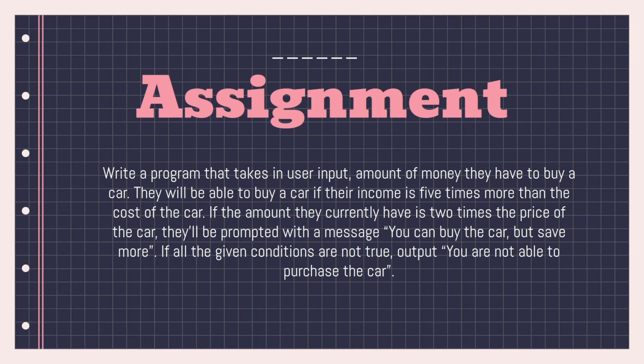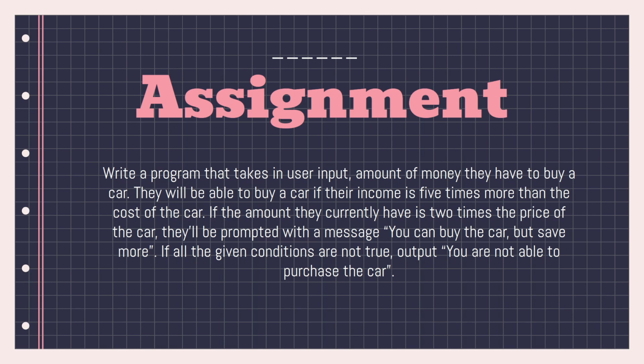So to apply this, what you can simply do is write a program that takes in user input, the amount of money they have to buy a car. So let's say a user wants to buy a car, you just write a program that asks the user how much they have. They will be able to buy the car if the income is 5 times more than the price of the car. So we have the price of the car. We're going to take the income times 5 and then check it against the price of the car.